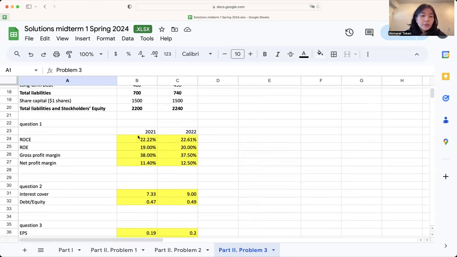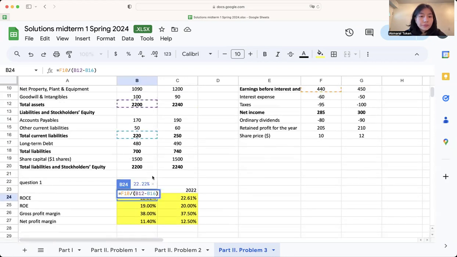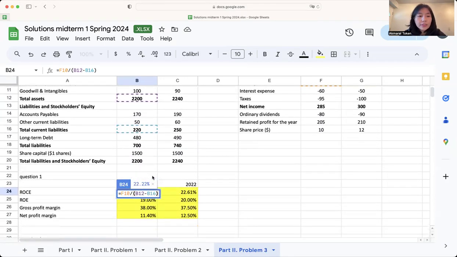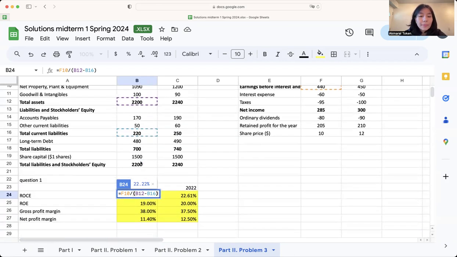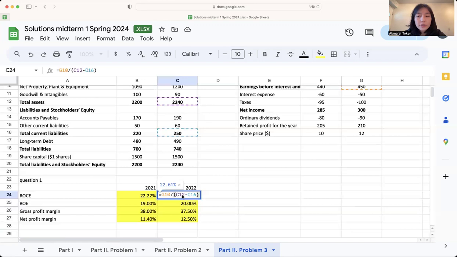So to find the return on capital employed, the formula is earnings before interest and tax divided by capital employed. Earnings before interest and tax is the same as operating profit and is given as $440. And then we divide it by capital employed. Capital employed is total assets minus current liabilities. In this case, total assets are $2,200 minus current liabilities of $220. So the result is 22.22%. The same for year 2022: you just take earnings before interest and tax, divided by total assets minus current liabilities.